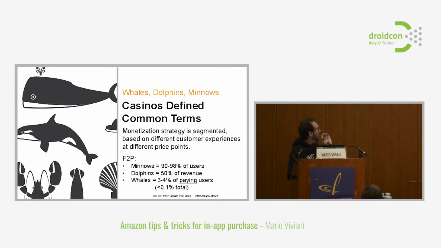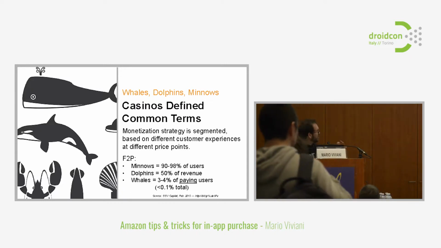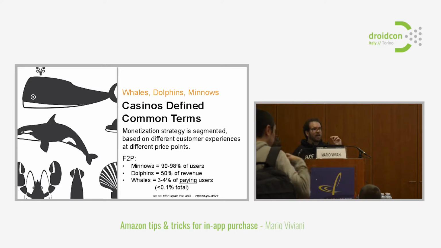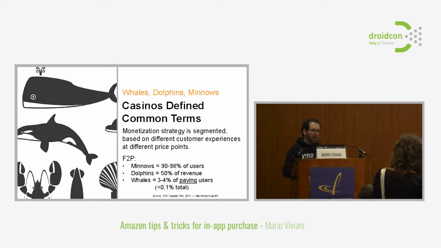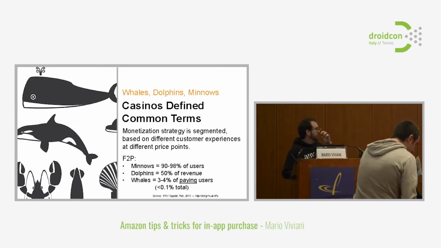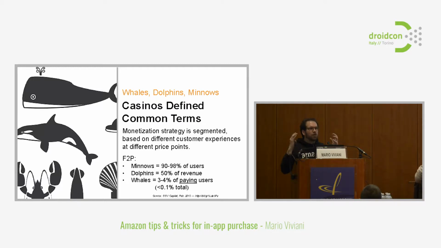The whales are a small percentage of your paying users. We are talking about an incredibly small amount of your total users, less than 0.1% of the total of your users. But why are these people important? These people are important because they're making up an enormous chunk of your revenue. There are apps that are getting up to 80% of the revenue just from these 0.1% of spenders. So these are the vital few. These are the people that we can really engage with if we want to make consistent revenue.